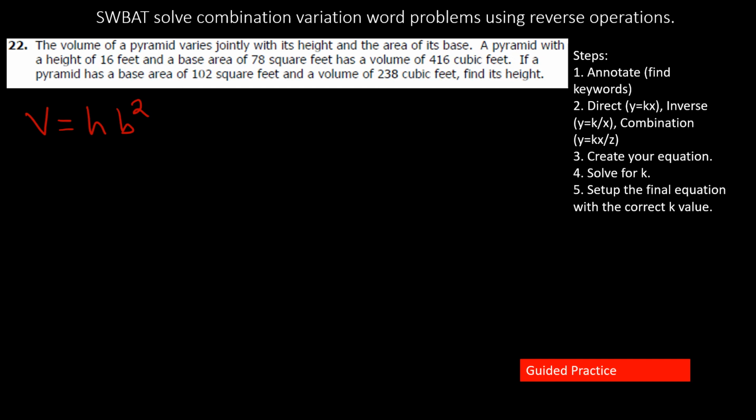The pyramid with a height of 16 and a base area of 78. Okay, so that's important to know. So the height here is 16, and the base area, okay, so that base squared is already 78. Okay, so that's nice. They gave that to us. Has a volume of 416 cubic feet. So that means that we still have this k value, right? That's our constant of variation that we want to make sure that we have.